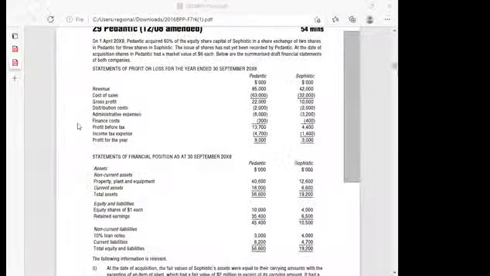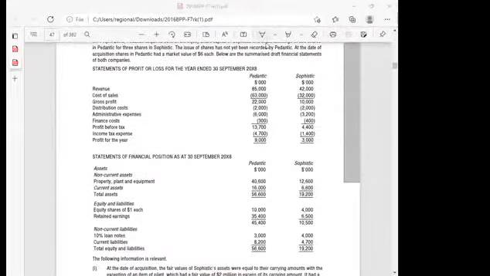Yes. Now, ladies and gentlemen, so let's come here. We are told here that on 1st of April 20X8, Pedantic acquired 60% of the equity share capital of Sophistic in a share exchange of 2 shares in Pedantic for 3 shares in Sophistic. The issue of shares, that's not important to me. The thing there is that we have a company, ladies and gentlemen, called Pedantic.